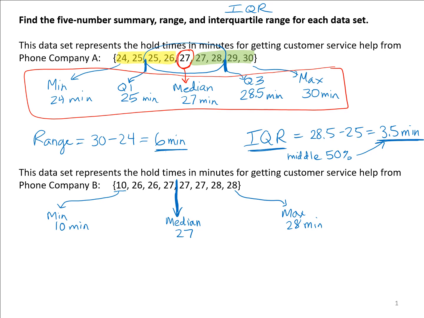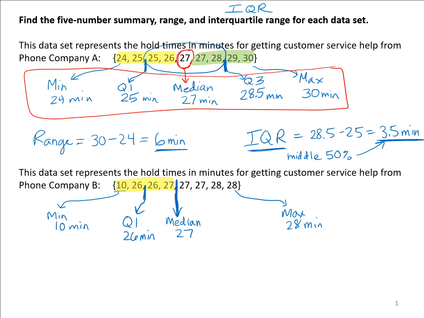Then we're going to look at the lower half of the data, which would be 10, 26, 26, and 27. And again, that lower half is not the median. It just has the same value as the median. Now we're going to look halfway between those data points. So we're halving this half. And if we half this half, we would be right here between 26 and 26. So Q1 would be 26 minutes.